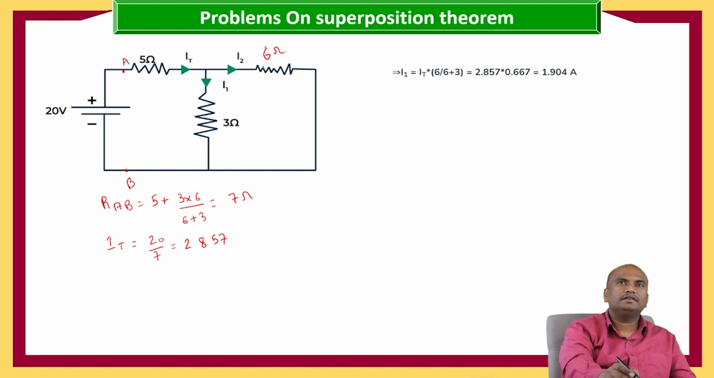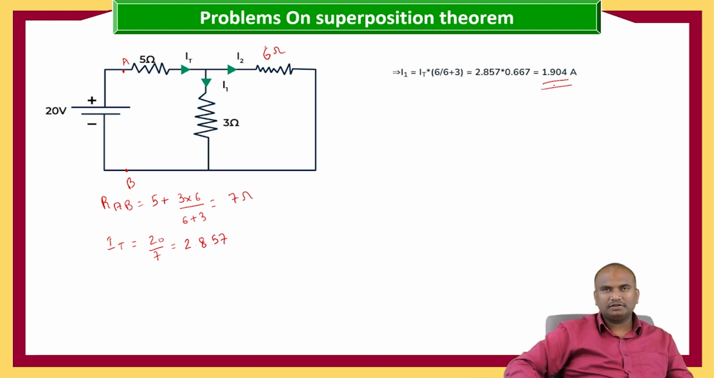That is, these two are connected in parallel, 3 ohms and 6 ohms. When these two are connected in parallel, the current flowing through 3 ohms, let us consider I1, is equal to IT into opposite resistance, which is 6 ohms by 6 plus 3. That is equal to 1.904 amperes.